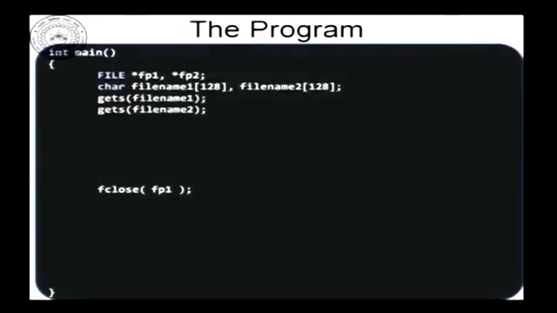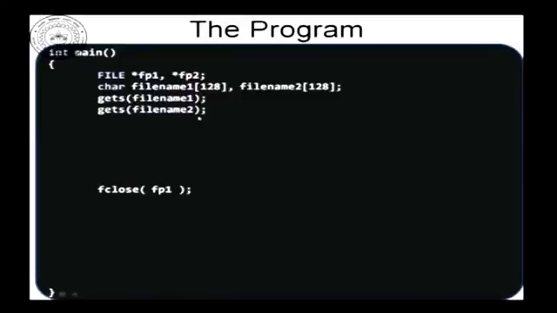So let's write the program that we were discussing, which will take two input files and print one file and then print the other file. So the program is fairly simple. We have a main function. You have two file pointers, fp1 and fp2, and then two file names, file name 1 and file name 2. You get file name 1 from the input, you get file name 2 from input using gets functions.